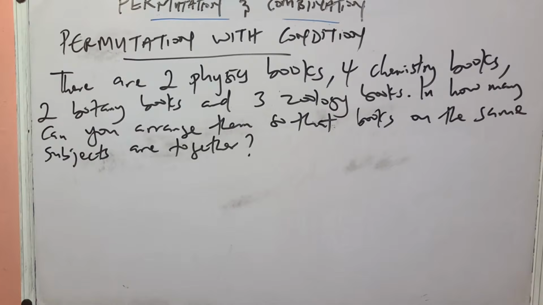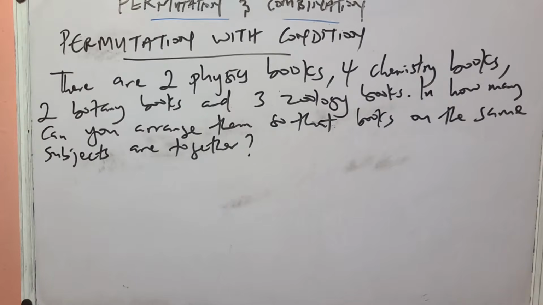Now, in how many ways can you arrange them so that books on the same subject are together? Let's start, please. Please pay attention. This is something you need to really understand how it was done. It's very important. 18900, 138600. All those answers are not correct.